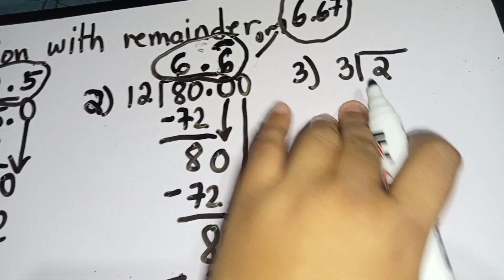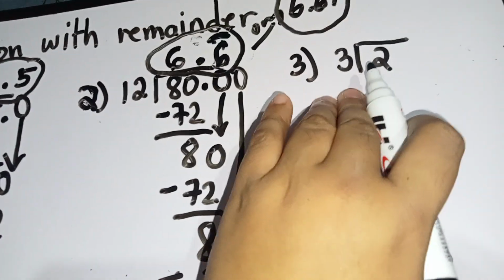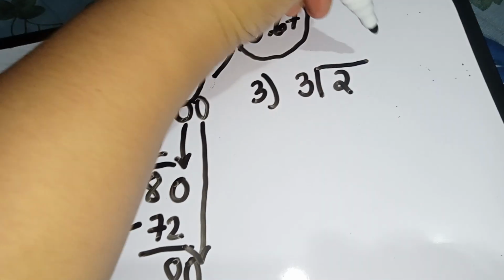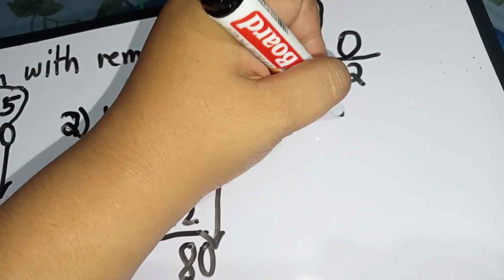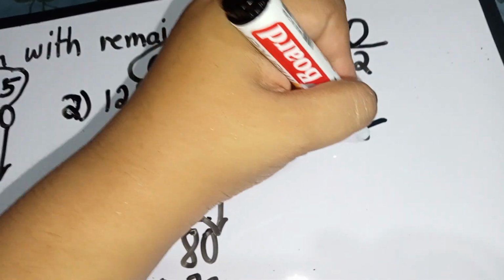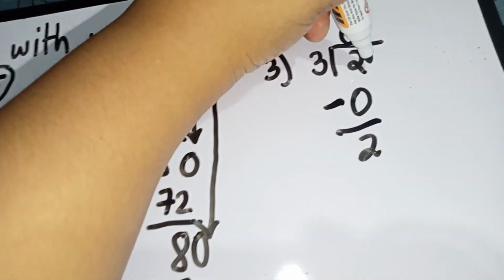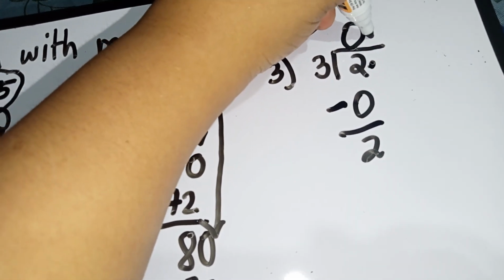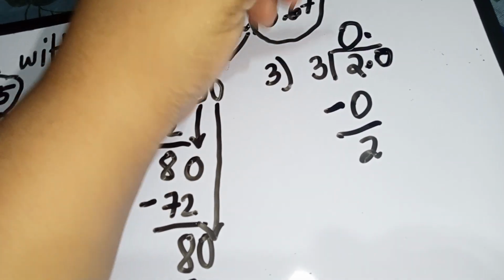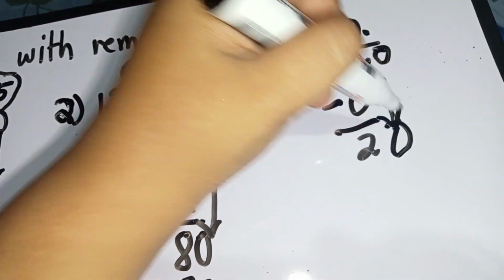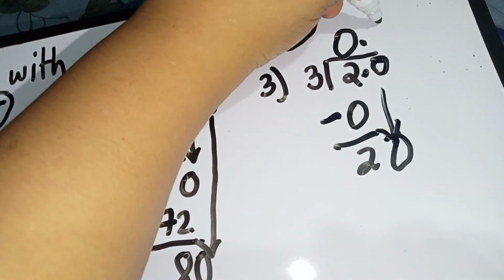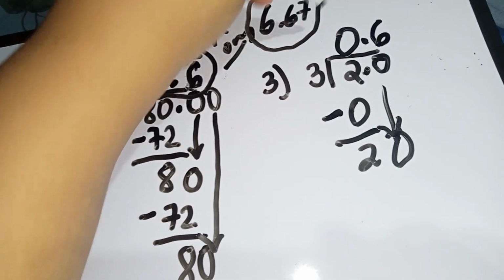Now, let's have the last example. 2 divided by 3. As you can see, 2 is less than 3. So we have 0. So 0 times 3 is 0. So you have here 2. Then we add a decimal point. Bring down, then add 0. Then bring down 0. So 20 divided by 3 is 6.